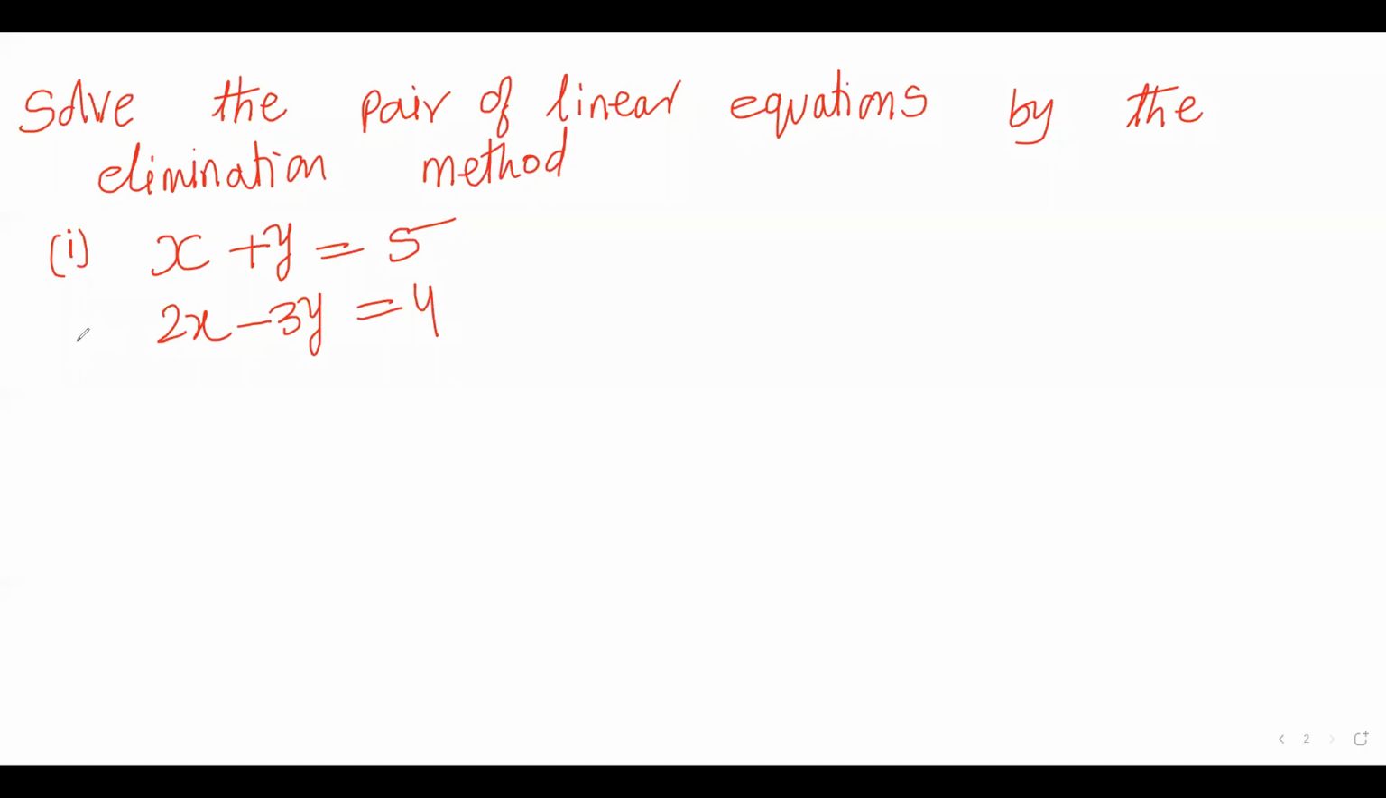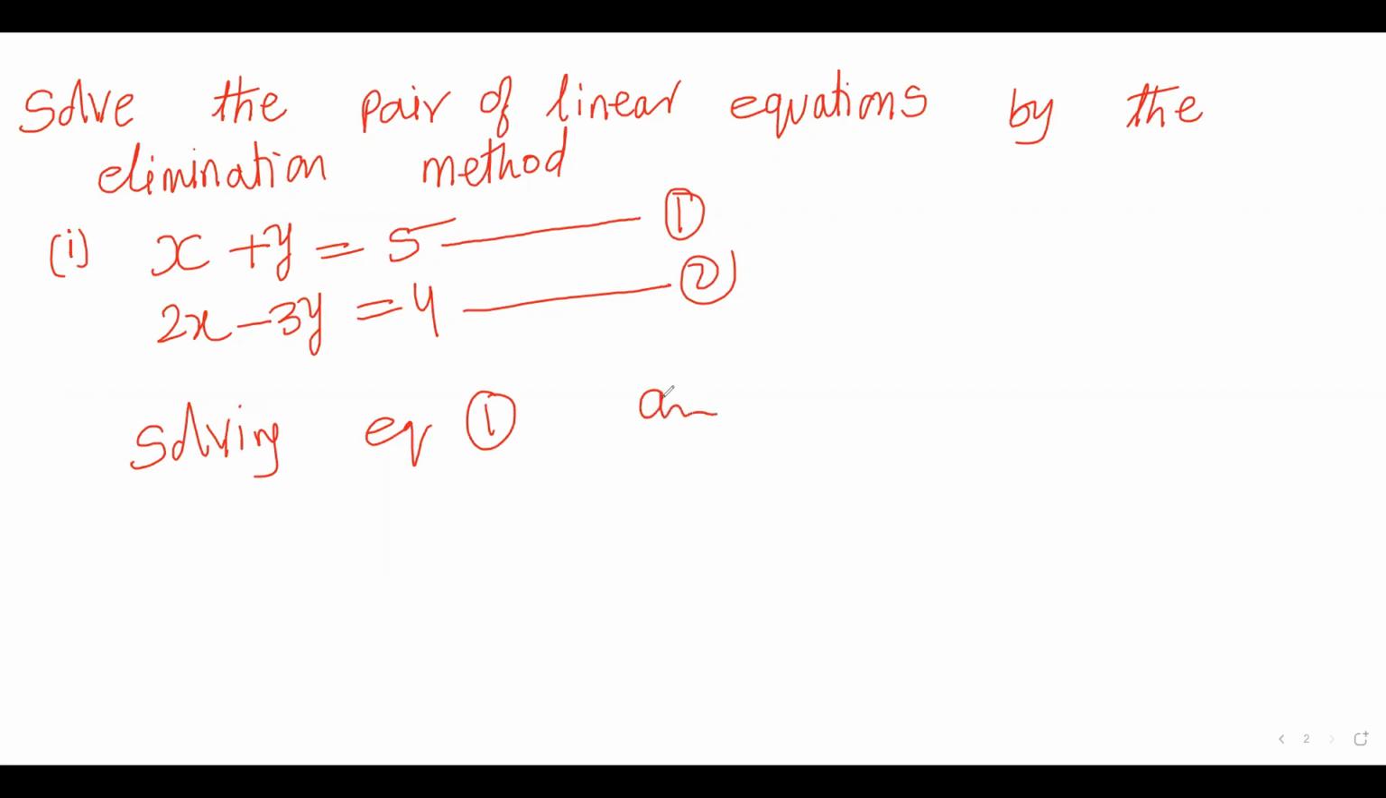So again, he has given two linear equations. He is asking us to solve by the elimination method. I will name the equations as 1 and 2. Solving equation 1 and equation 2. Write down these equations on the next page. x plus y is equal to 5. 2x minus 3y is equal to 4.